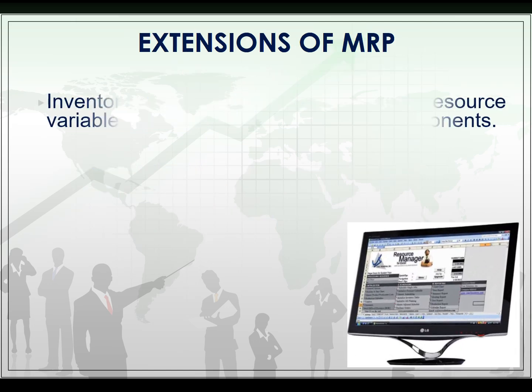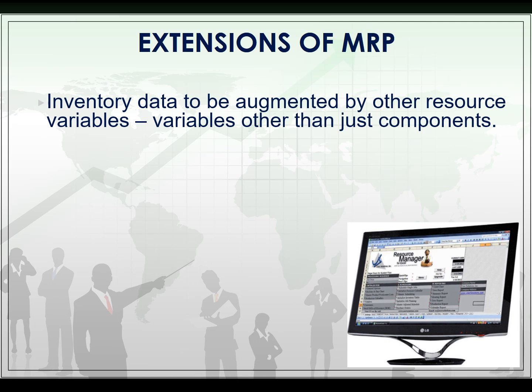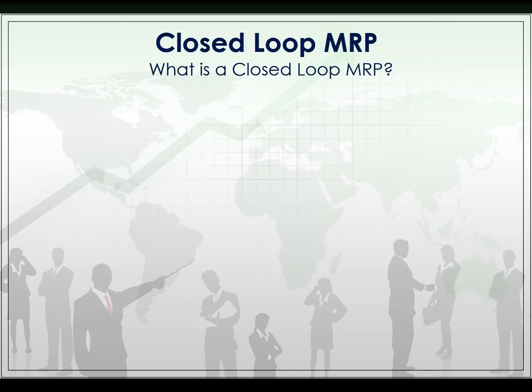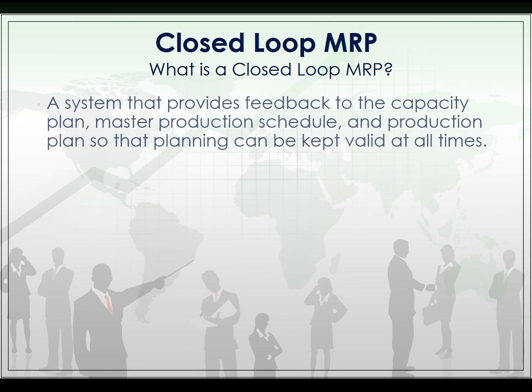There are extensions of MRP, where inventory data is augmented by other resource variables, such as variables other than just components. Outputs can include scrap, packaging waste, carbon emissions. The data is used by purchasing, production scheduling, capacity planning, inventory, warehouse management, so much more. There is a closed loop system that provides feedback to the capacity plan, master production schedule, and production plan so that the planning can be kept valid at all times.